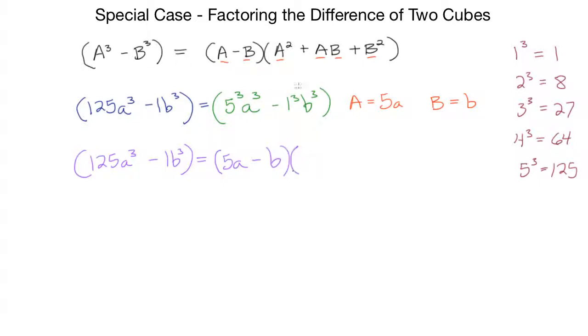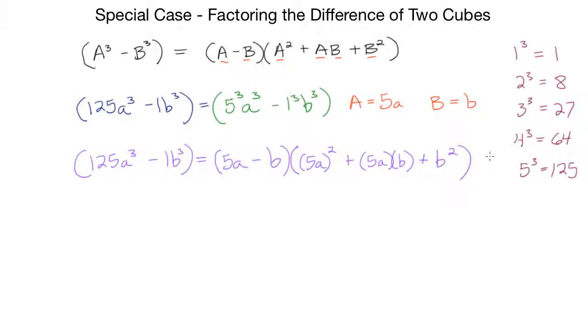So now let's go to the next part. Now I've got a squared, that's 5a, and I need to square it, plus a times b, 5a times my little b, plus b squared.